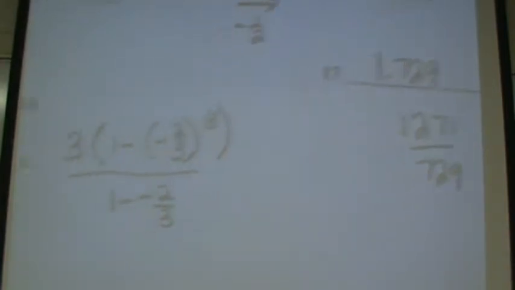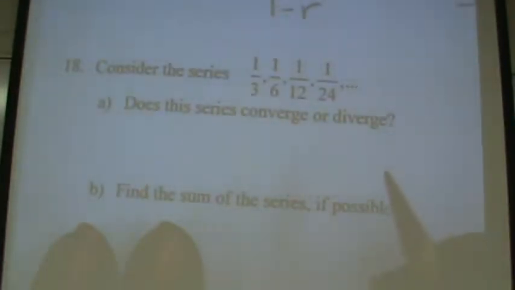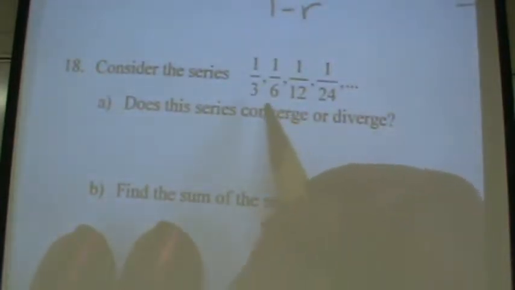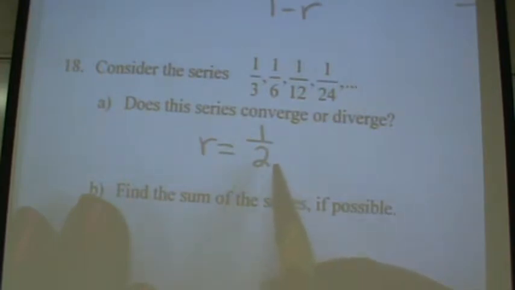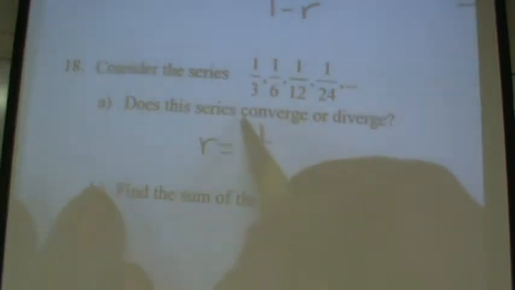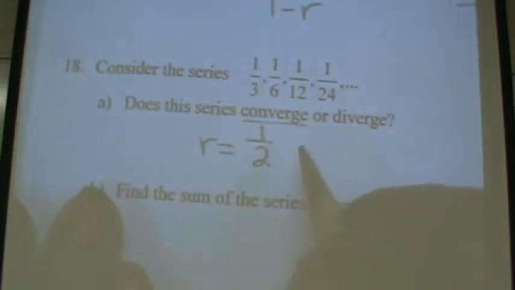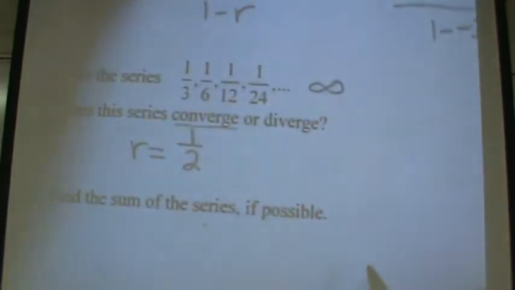Number 18. With a geometric sequence, you've got to find the r value. So what is the r value in this problem? You're going from 1/3 to 1/6. R is 1/2. If the absolute value of the r value is less than 1, it converges. And if it converges, it's getting closer and closer to a number. You can add these up to infinity. See, they're asking you to add this to infinity.